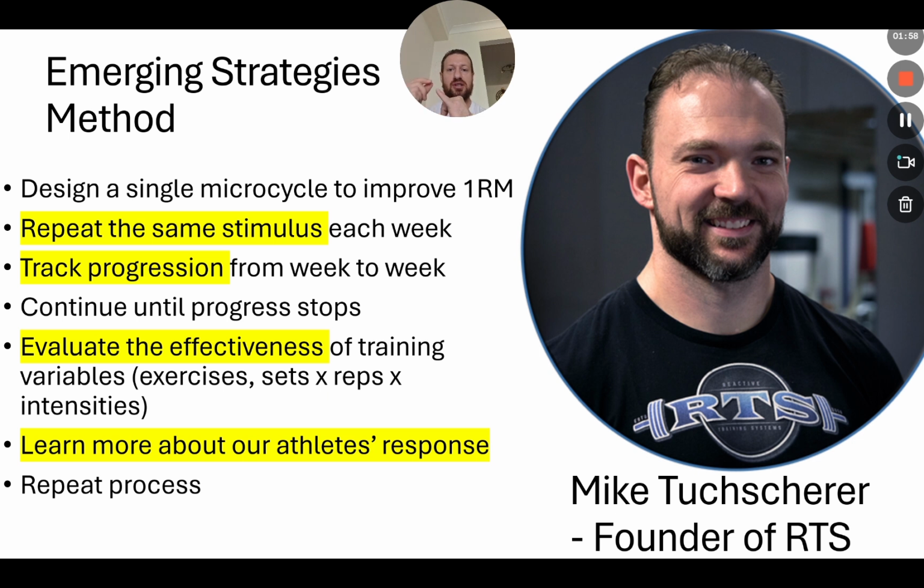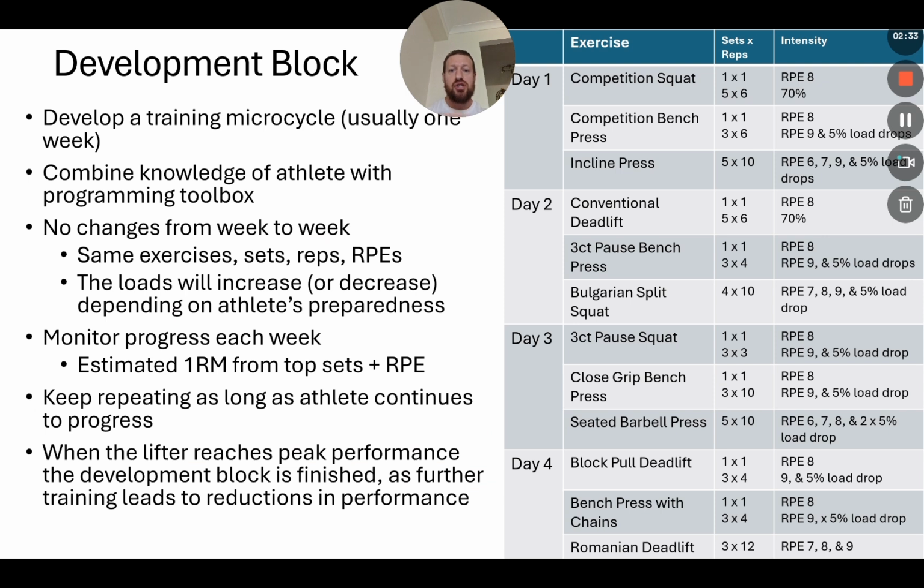So just a brief outline of the method. You're going to start by designing a single microcycle with the goal of improving 1 rep max strength. You're going to repeat this exact same stimulus every week. You're going to track progression closely from week to week, and then you continue until the athlete stops making progress. And in the process, you're going to evaluate how effective the training variables you've used are, such as the exercises, the sets, the reps, and the intensities. And then you're going to learn more about what the athlete responds best to. And this is going to allow you to repeat the process with more information and build up a picture of how the athlete responds.